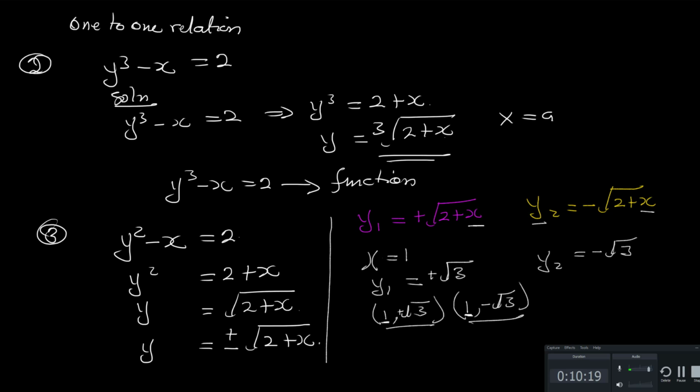codomain. Let us not forget the values. The first value is in the domain and the second value is in the codomain. Therefore, y squared minus x equals 2 is not a function. This will be our conclusion, that y squared minus x equals 2 is not a function.